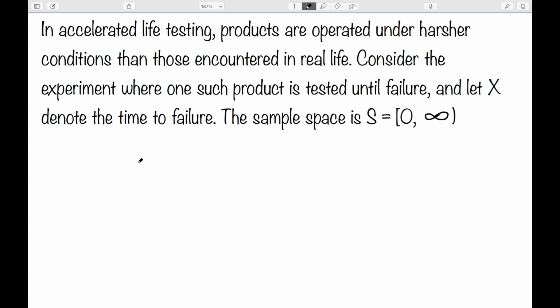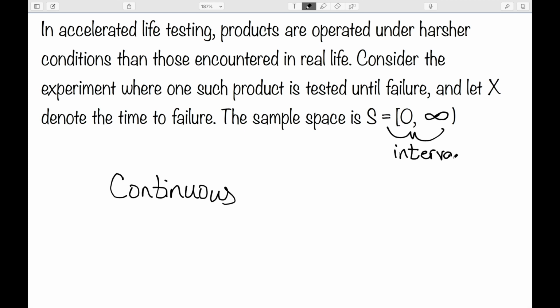In accelerated life testing, products are operated under harsher conditions than those encountered in real life. So we want to consider the experiment where one such product is tested until failure. We're going to let X denote the time of failure. In this case, the sample space is the interval 0 to infinity. So this would be an example of something that is continuous. We have it over an entire interval rather than a finite or countably infinite set.